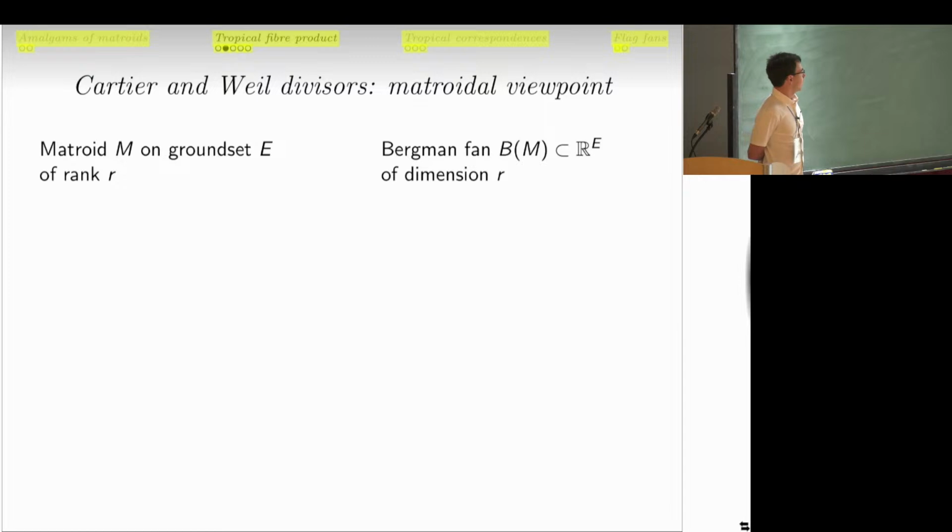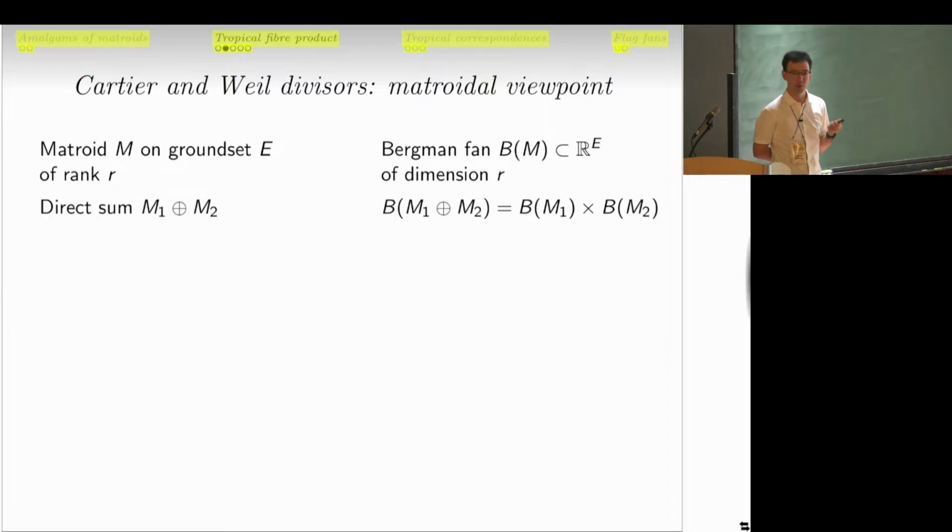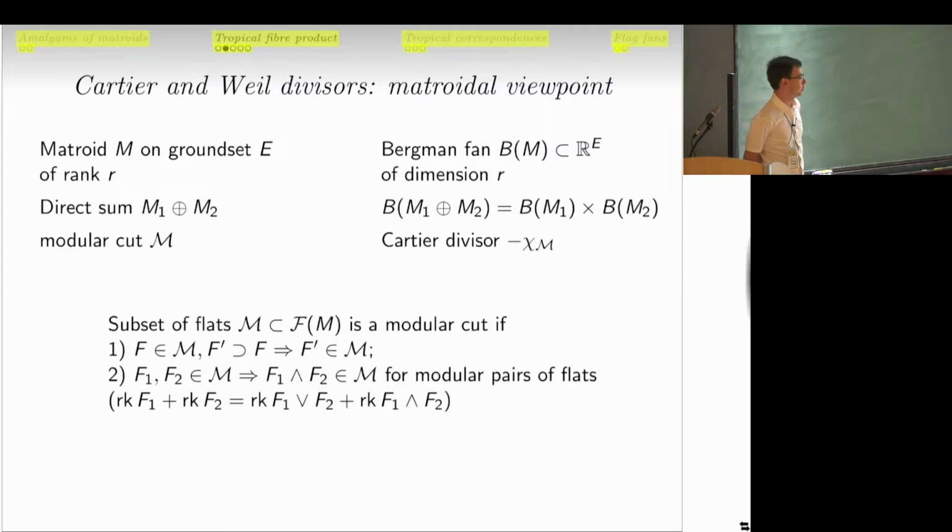OK. Since this is a little abstract, I want to provide some translation, and it was all done before; I'll give all the credits. So there is a matroidal viewpoint for all of this. As we have seen already, when I have a matroid of rank R, we have a corresponding Bergman fan of dimension R, since it's affine and not projective, it's going to have dimension R and not R minus 1. Now if we have a direct sum of two matroids, it's just the direct product, the Cartesian product of the Bergman fans.